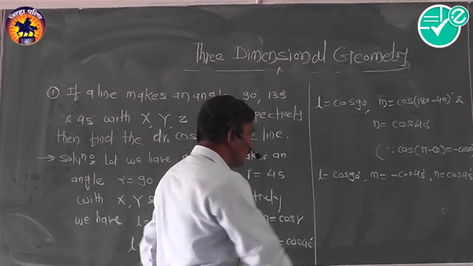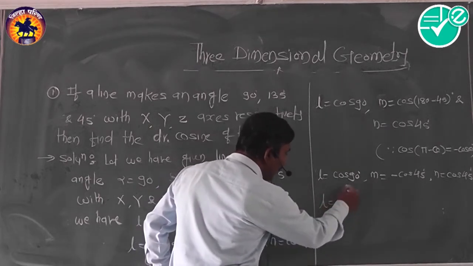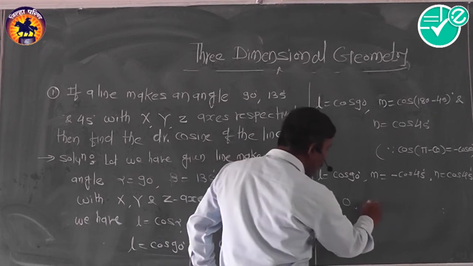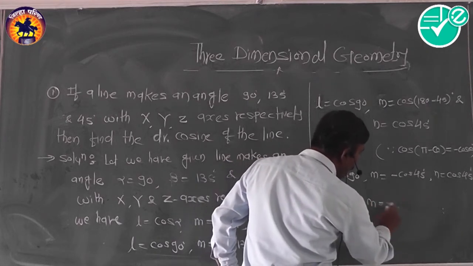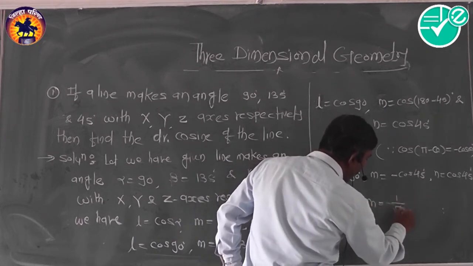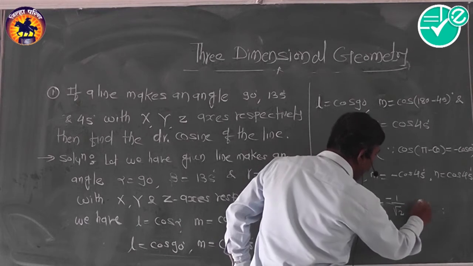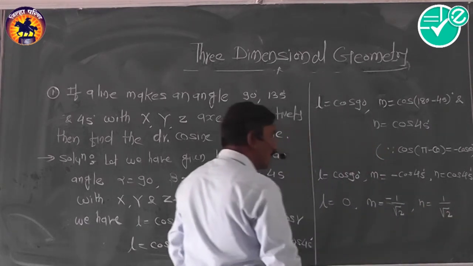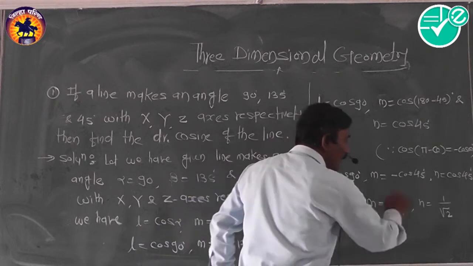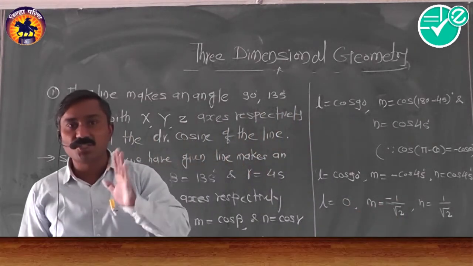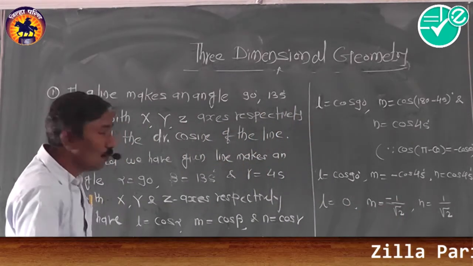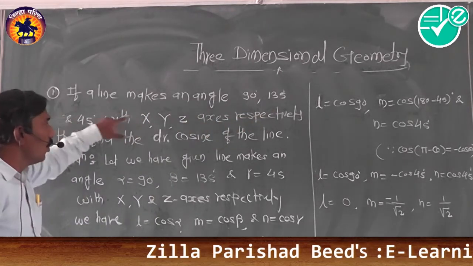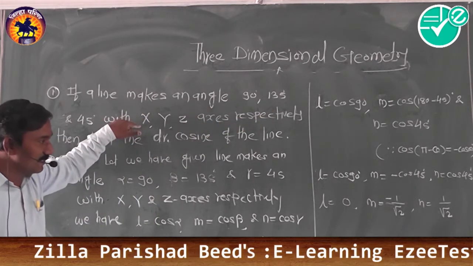Now we can calculate, and we know l is equal to cos 90, so that is 0. m is equal to minus cos 45, which means minus 1 by under root 2, and n is equal to 1 by under root 2. So l, m, n are called the direction cosines of the line which makes angles 90, 135 and 45 with the x, y and z axis.